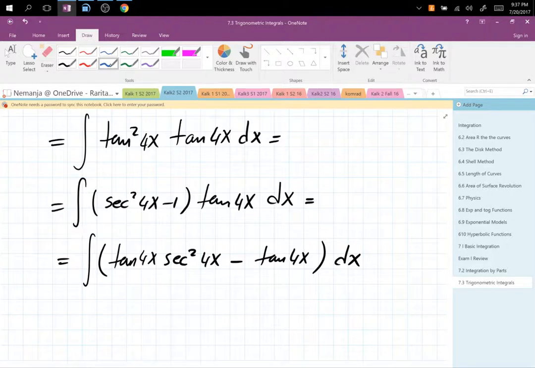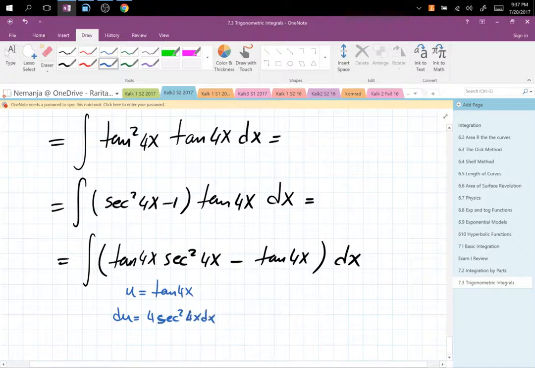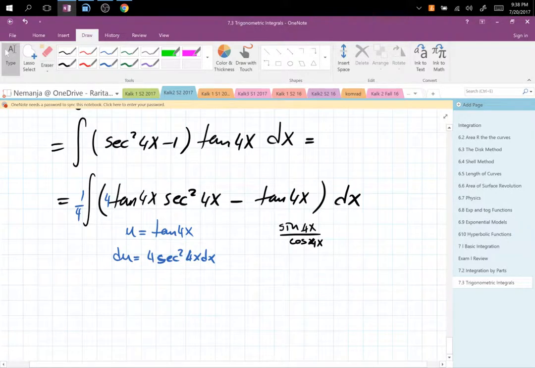So for the first part, we have u equals tangent 4x, du equals 4 secant squared 4x dx, so I need a 1/4. For the second integral, I have sine 4x over cosine 4x, right? And then we solve each one of those. So these are independent integrals now.